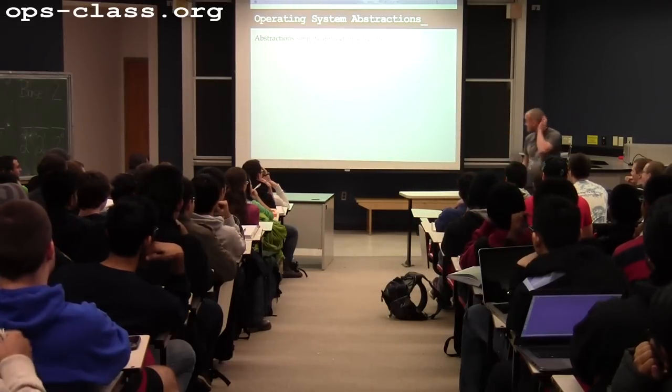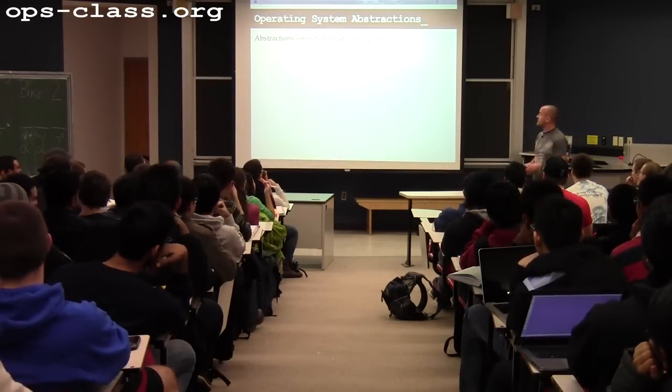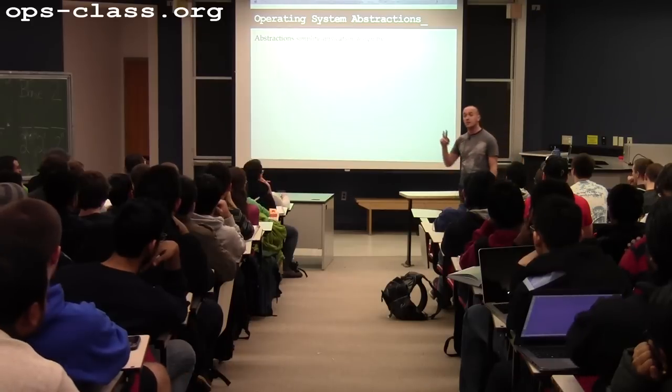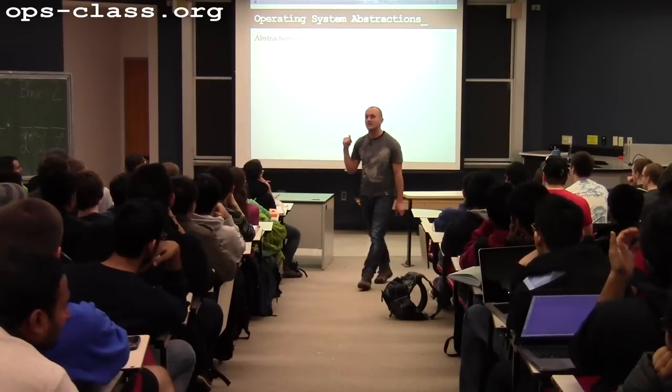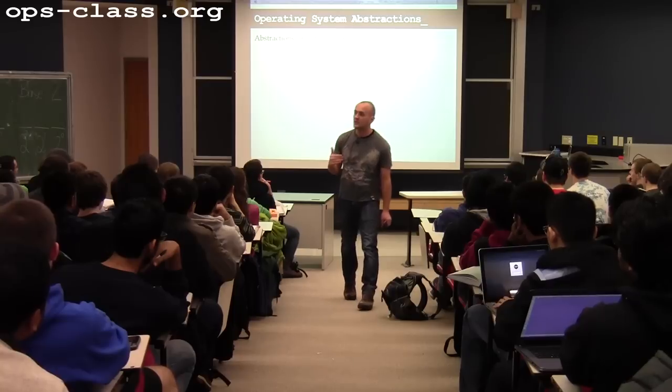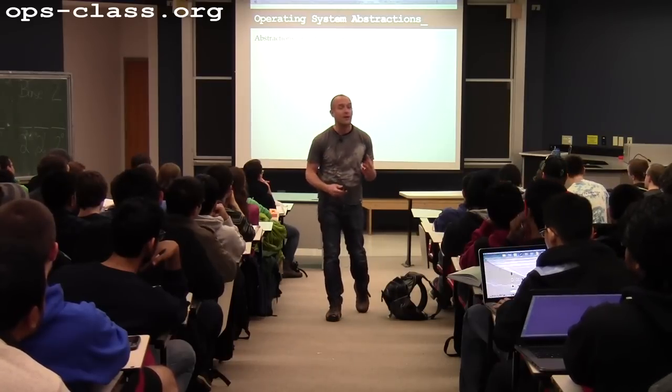All right. OK, so last time we started talking about some of the things that operating systems do. There were two things, right? One thing is up on this slide: operating systems provide abstractions that make hardware easier to use.